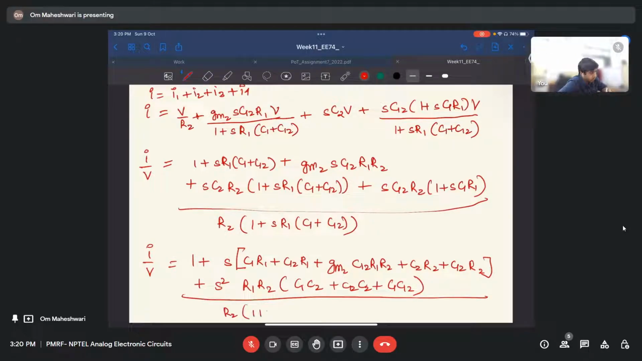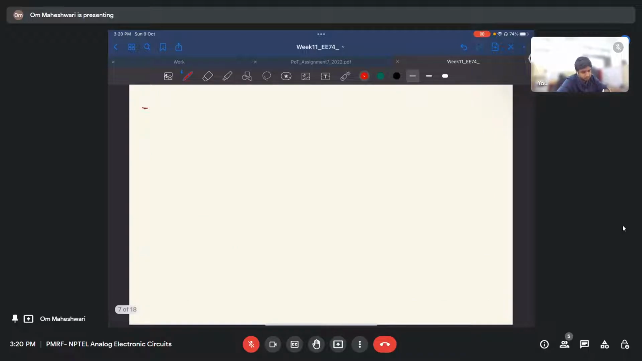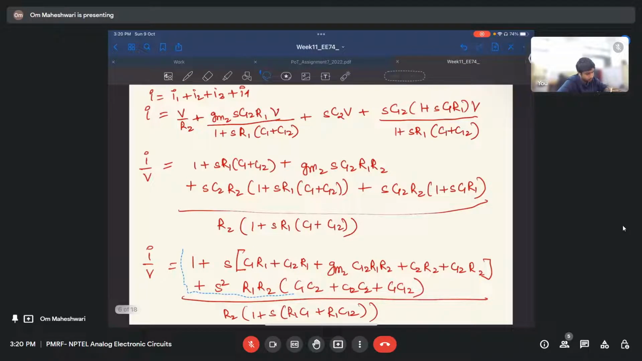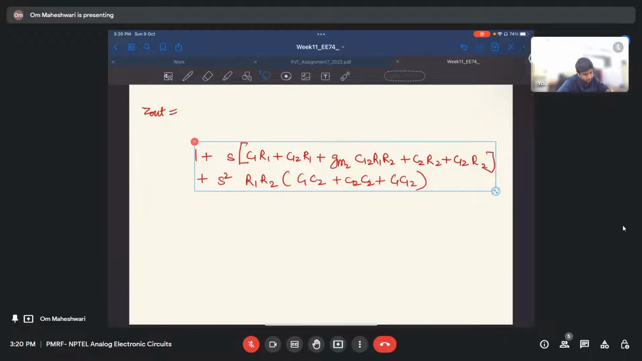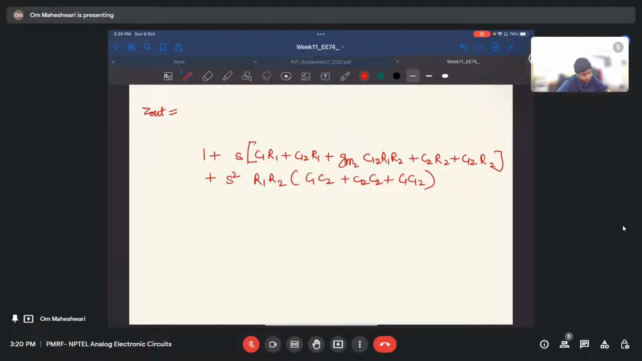R2 times (1 plus S R1 C1 plus R1 C12). Okay. So this is just mathematics. Then Z out is simply the opposite of this, V by I. So Z out is, let me copy this, I'm not going to write it again.